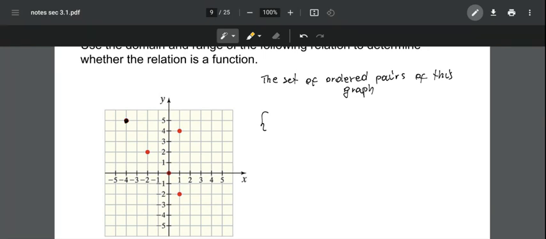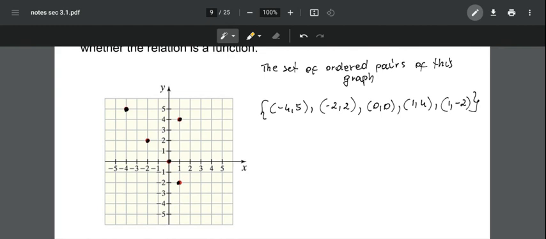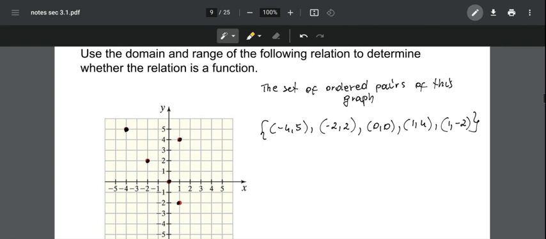So this point has coordinates -4, 5. This point has coordinates -2, 2. This point has coordinates 0, 0. This point has coordinates 1, 4. And this one has coordinates 1, -2. So now it will be easier to decide if this is a function. To be a function, each element should have assigned only one output, which is one y value. And this relation is not a function because element 1 has 2 different outputs. So we have one with the y coordinate equal 4 and one with the y coordinate equal -2. So this is not a function.